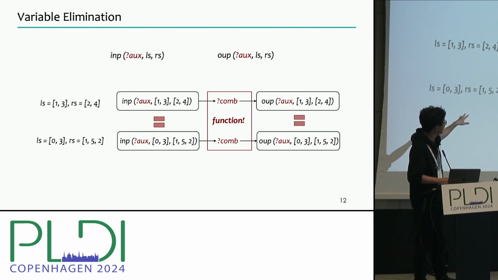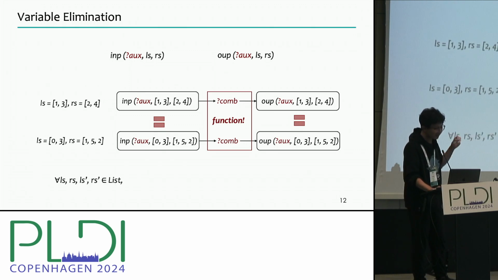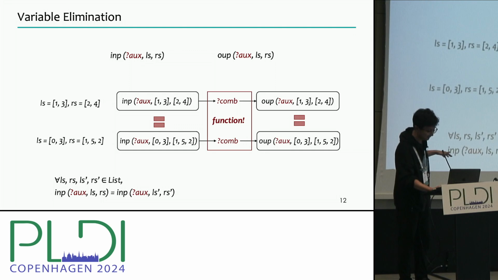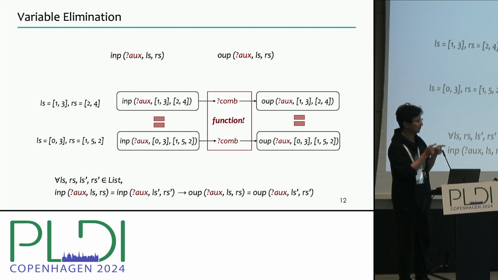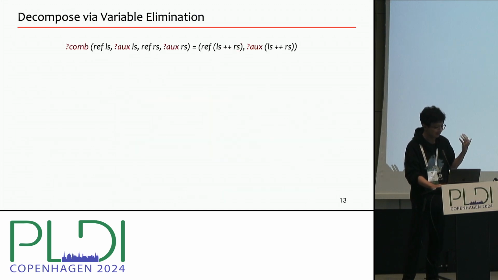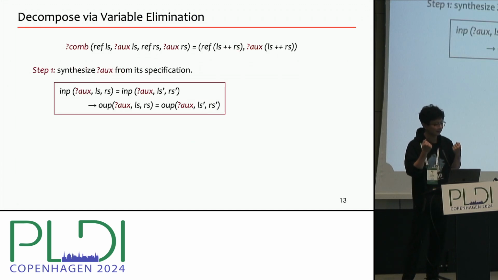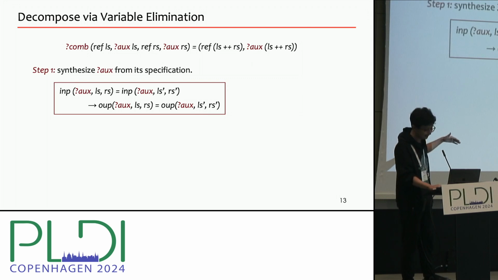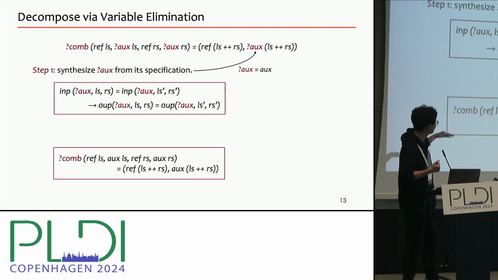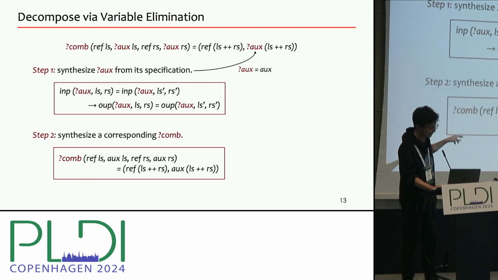So let us try to write this requirement down. It means that for any two pairs of left list and right list, whenever the output of the input generator is the same, then the result of the output generator should also be the same. So clearly, this is a specification for the auxiliary function, and here we can see the combinator disappears. So we can use this spec to do decomposition. What we need to do is to first synthesize the auxiliary function from its own specification, and then put the result inside the whole one, and then we will get a separate specification again for the corresponding combinator, and then we synthesize it.